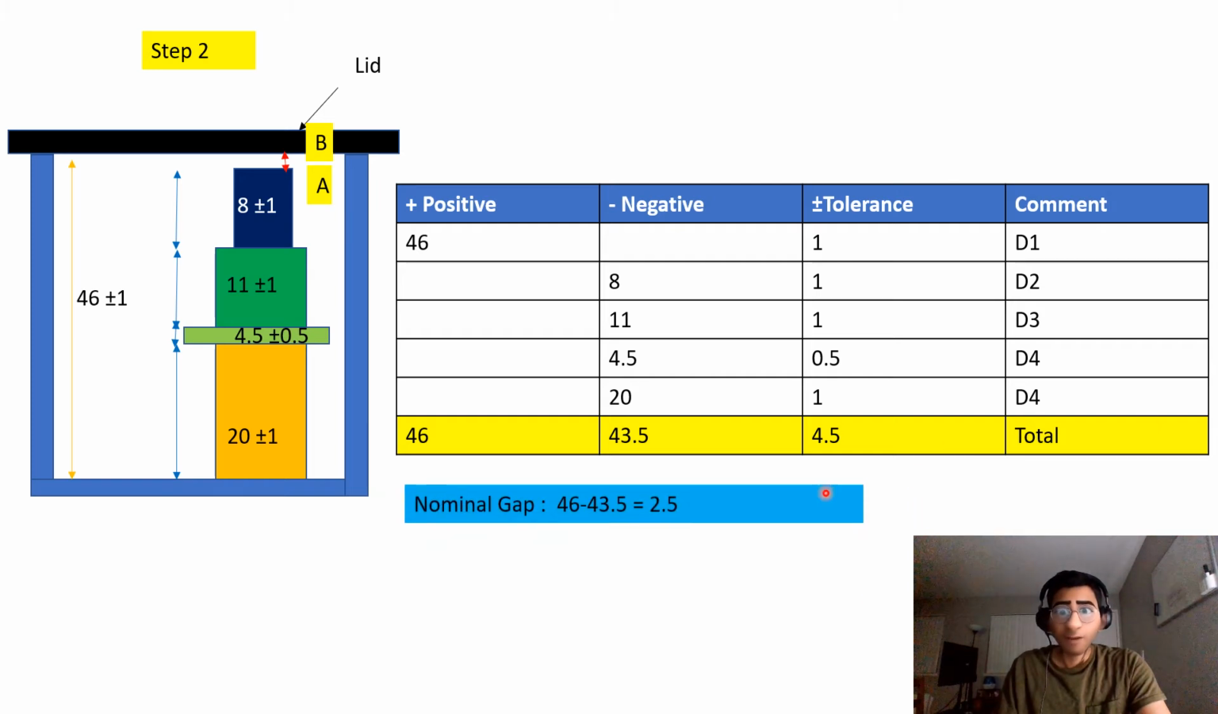Now, what will be the nominal gap? As you can see, the nominal gap will be this minus all of this. So this positive minus all of this. So that is 2.5.